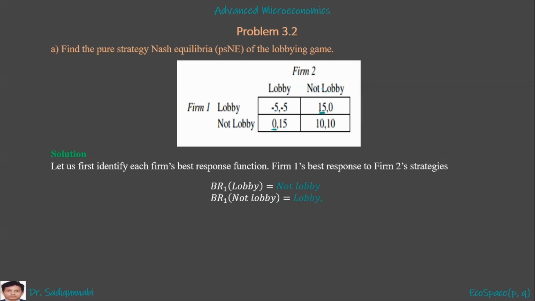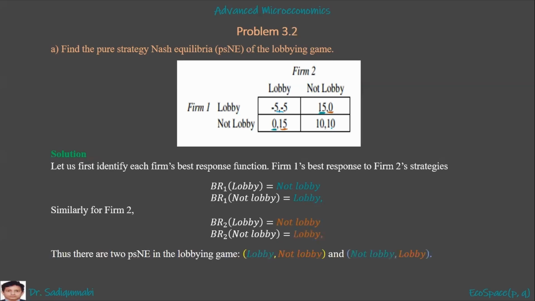And if firm 2's strategy is no lobby, then firm 1 takes lobby, because in the comparison between 15 and 10, 15 is more. Similarly, for firm 2, if firm 1 has a lobby, then firm 2 takes no lobby because -5 is less than 0. If firm 1 plays no lobby, then firm 2 takes lobby because 15 is greater than 10. So therefore, there are two PSNE, pure strategy Nash equilibria of this game.